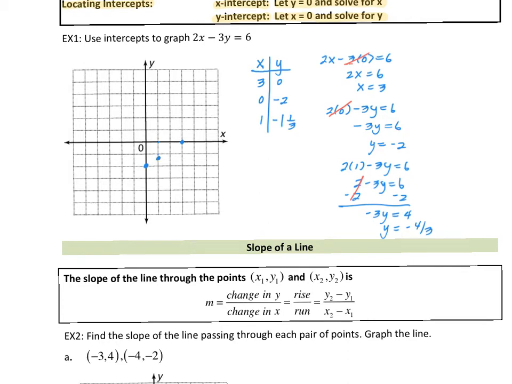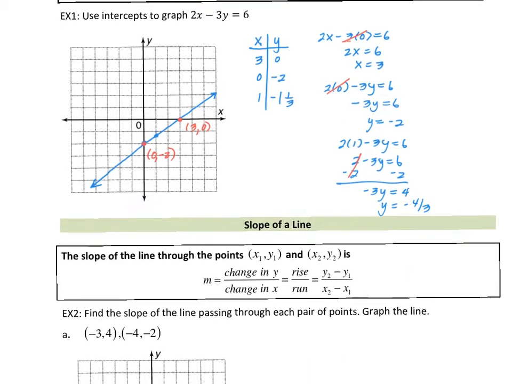So notice that all 3 points line up. And that third point that I figured out, I just used it to double check my math, make sure my math is good. The important points would be your x-intercept, the point 3, 0, and the y-intercept, which is the point 0, -2. So we've used the intercepts to graph this equation.